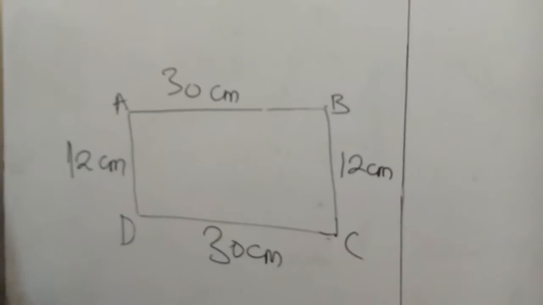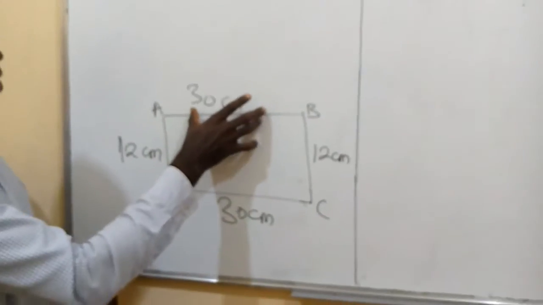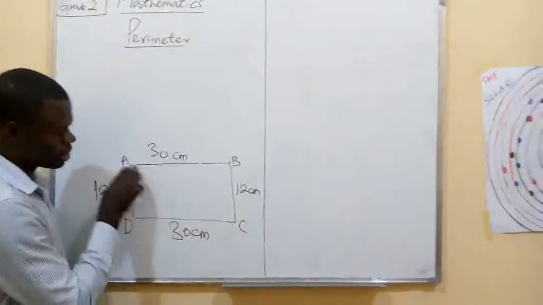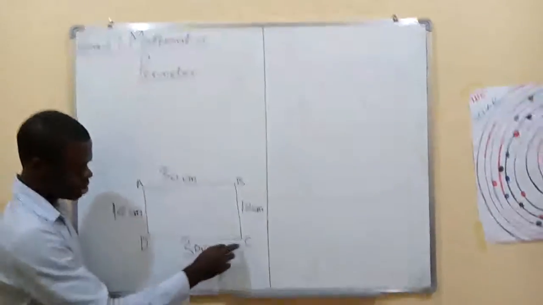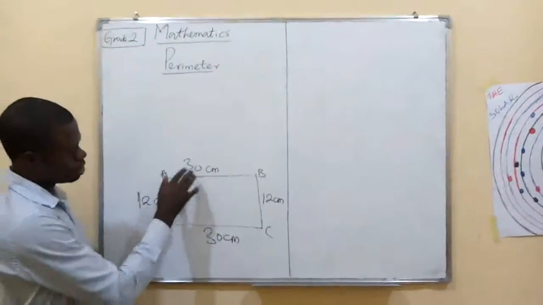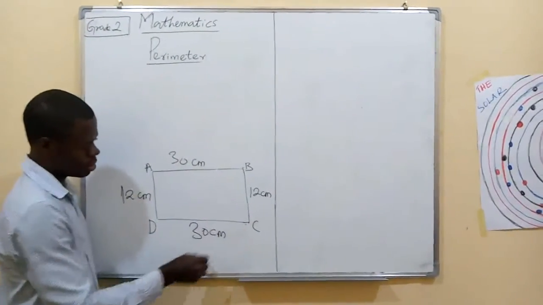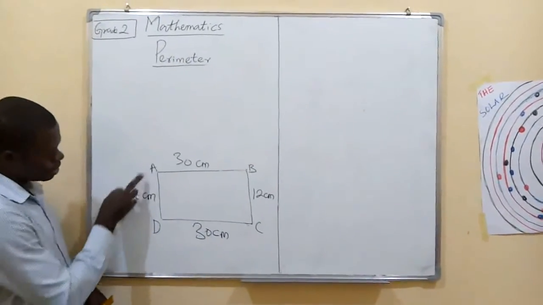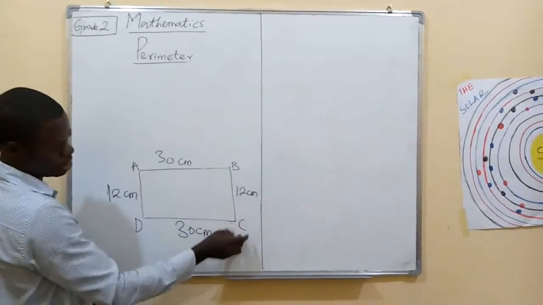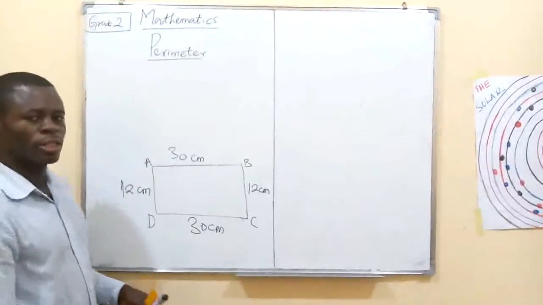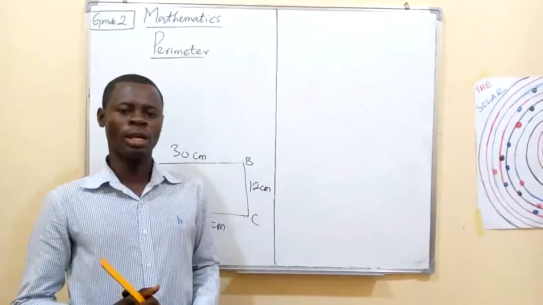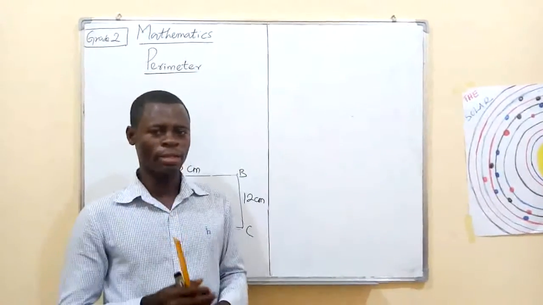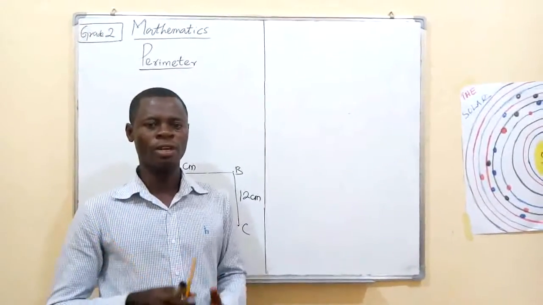If you take a good look at this shape, you discover that this side is of the same length as this other side. That is, AB is of the same length as DC. They are both 30 centimeters each. And also, AD and BC are both 12 centimeters each. One of the properties of a rectangle is that the opposite sides are always equal. But we are not going to look at that. We want to look at the perimeter of shapes.